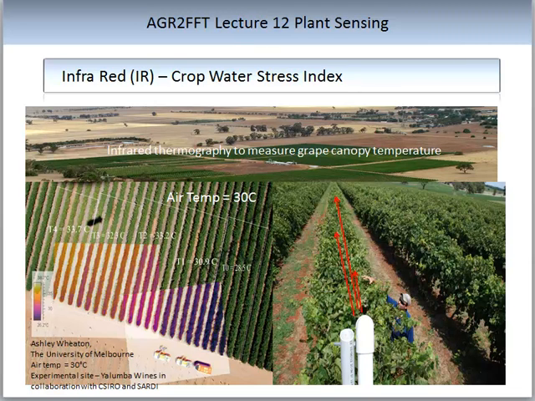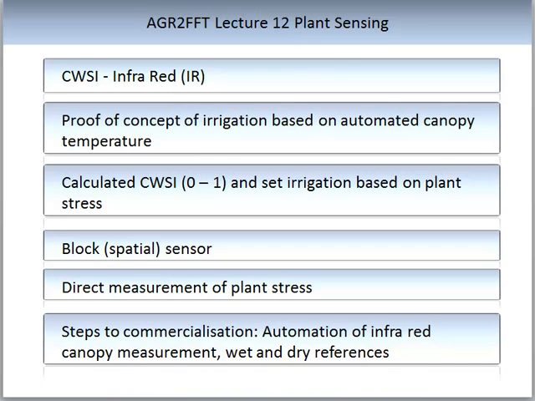On the right-hand side, you will see another version of some mounted IR sensors. These continuously measure the top of the canopy. This was one way we were looking at trying to automate the collection of IR temperature to calculate crop water stress index. We were then hoping to use this as both an indication of plant stress and as an irrigation strategy. The crop water stress index has been shown on a proof of concept basis. That is, it can theoretically be used as an irrigation scheduling tool.